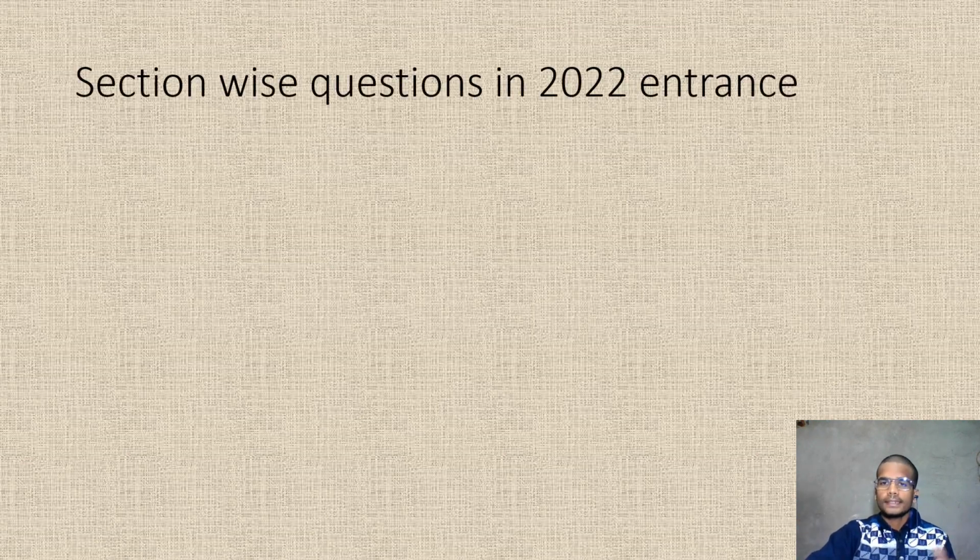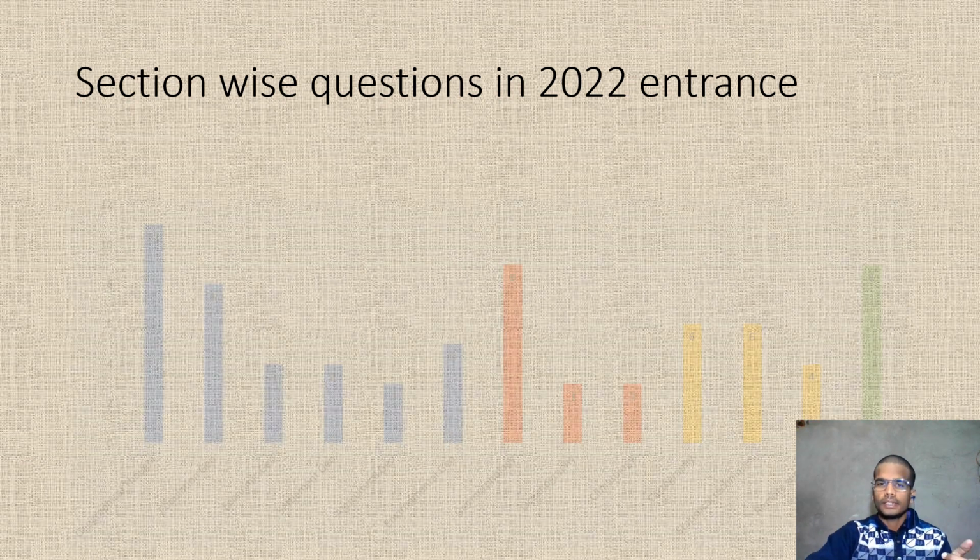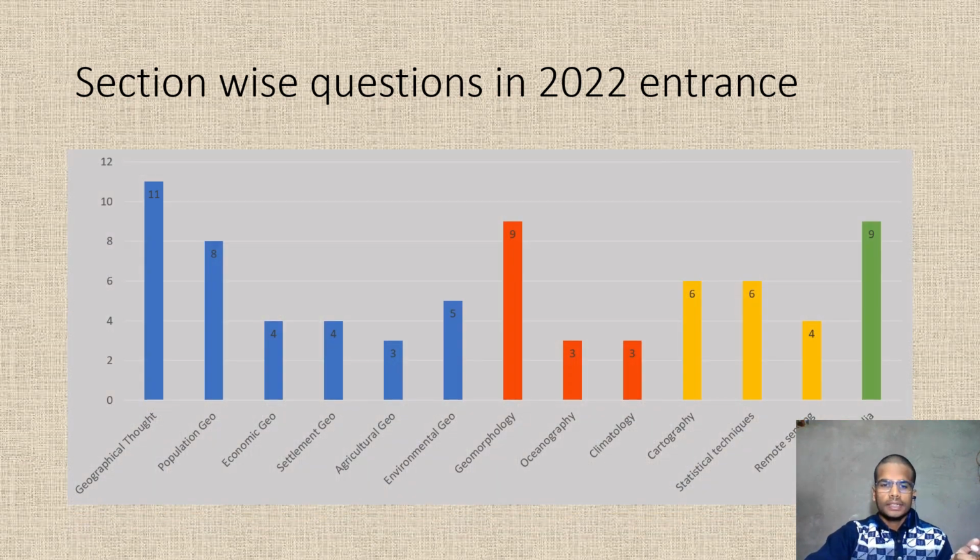Okay, now I bring to you the number of questions which were asked from these topics in past examinations. So as you can see here, geographical thought, 11 questions out of 75. 11 questions were from geographical thought. So the blue color shows human geography, red one shows physical geography, and the yellow one is for practicals. Okay, and this one is geography of India. So as you see, a bunch of the questions: geographical thought, geomorphology, geography of India.